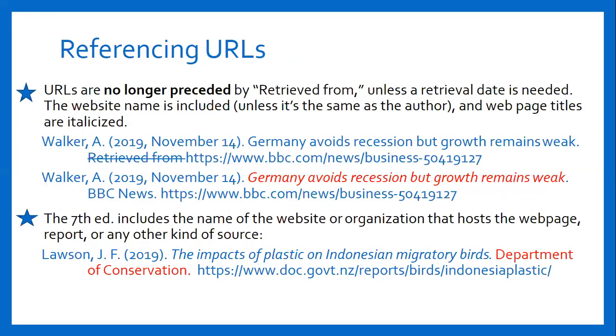Another big change, you no longer precede a URL with a "retrieved from" statement, unless you give the date of retrieval. That was given up after the 5th edition, but seems to hang around a little bit. Unless a retrieval date is required, like for something which changes a lot, then you would put the date. And now you would include the name of the website, unless it's the same as the author. So there's some examples here, the BBC News or the Department of Conservation.